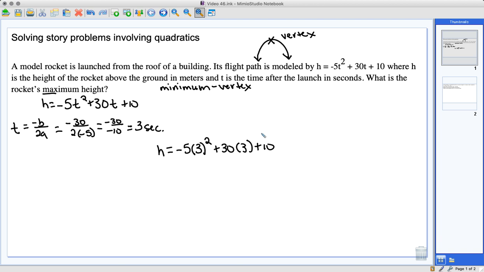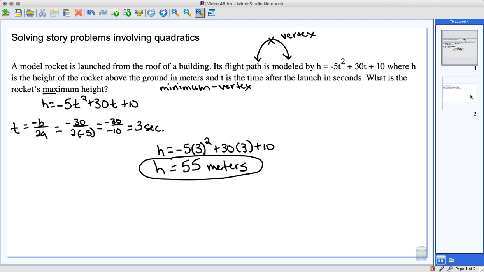So we're going to get our fancy calculators out. We get 55. So h equals 55, which would be 55 meters because h is in meters, as it tells you in the problem. So that would be my maximum height right there, 55 meters. So that's one way of using a story problem to find different pieces of information using the quadratic information that we've learned so far.